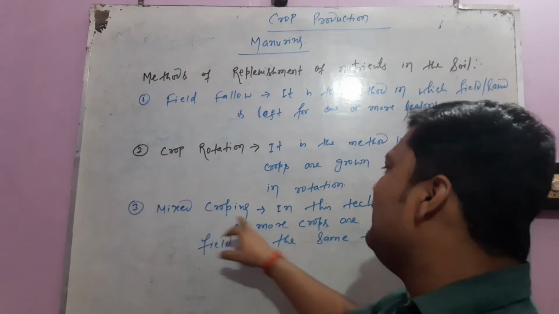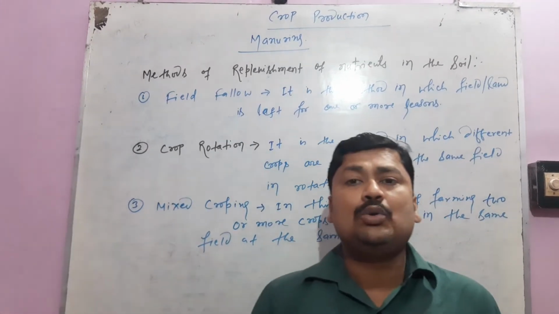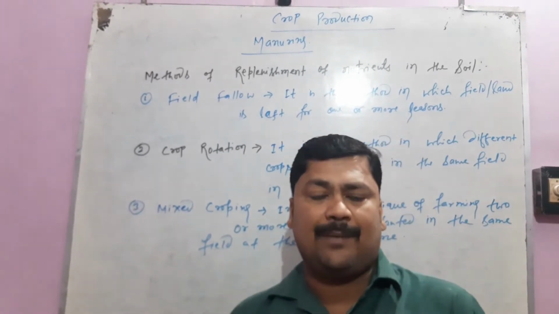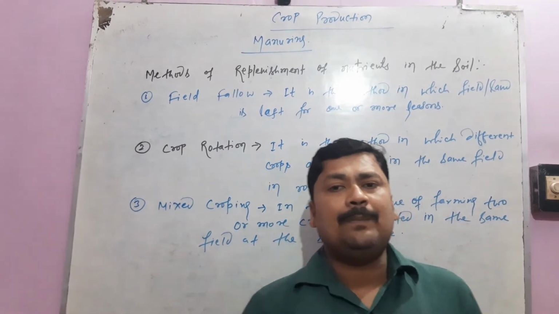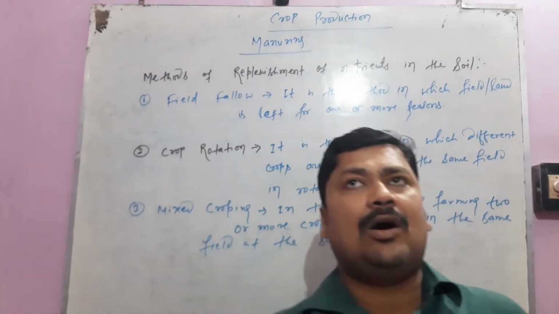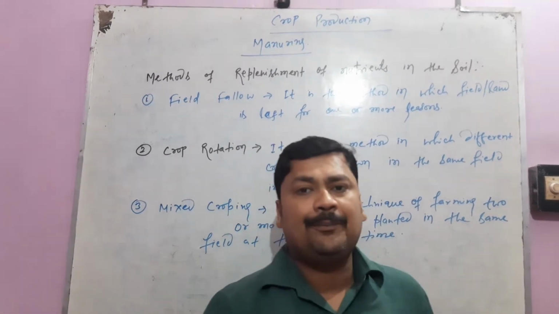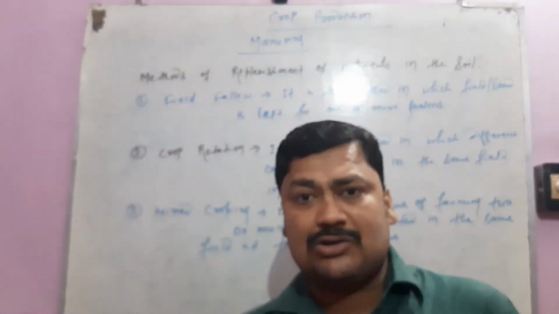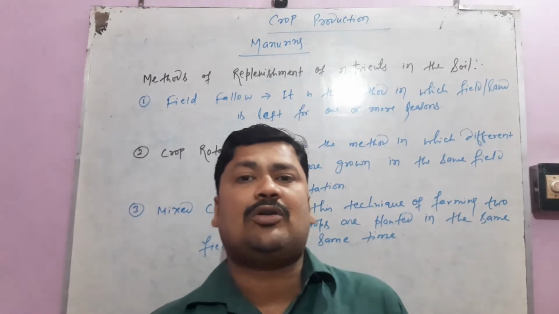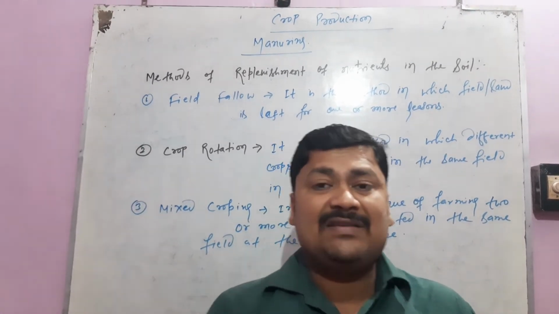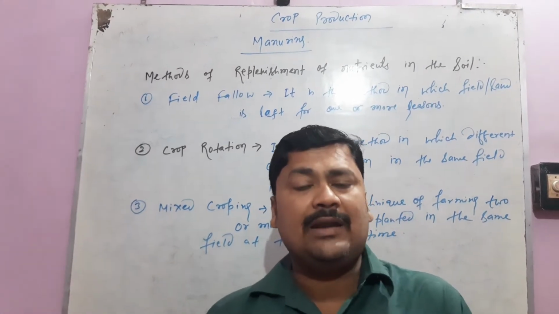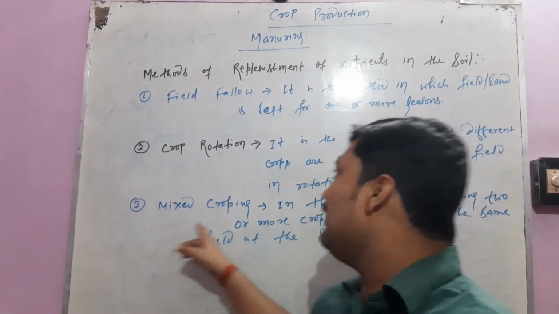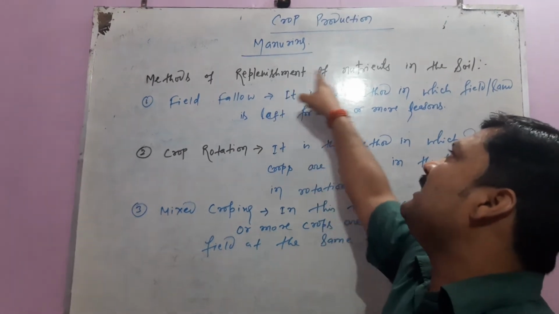Now the third method is mixed cropping. In this method, two or more crops are grown in the same field at the same time. For example, some leguminous crops like peas or pulses are grown with the wheat, so that if the wheat requires more nitrogen and the soil does not have a sufficient amount of nitrogen, then this deficiency of nitrogen is fulfilled by the leguminous plants. So this is also a method by which the soil replenishes its nutrients.